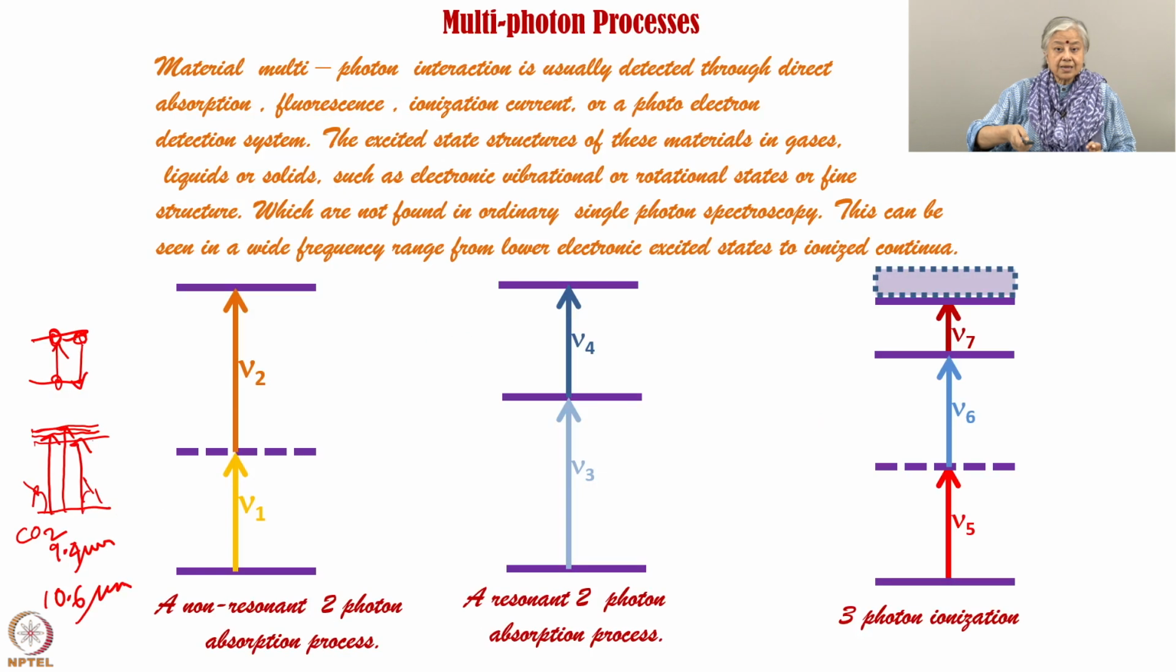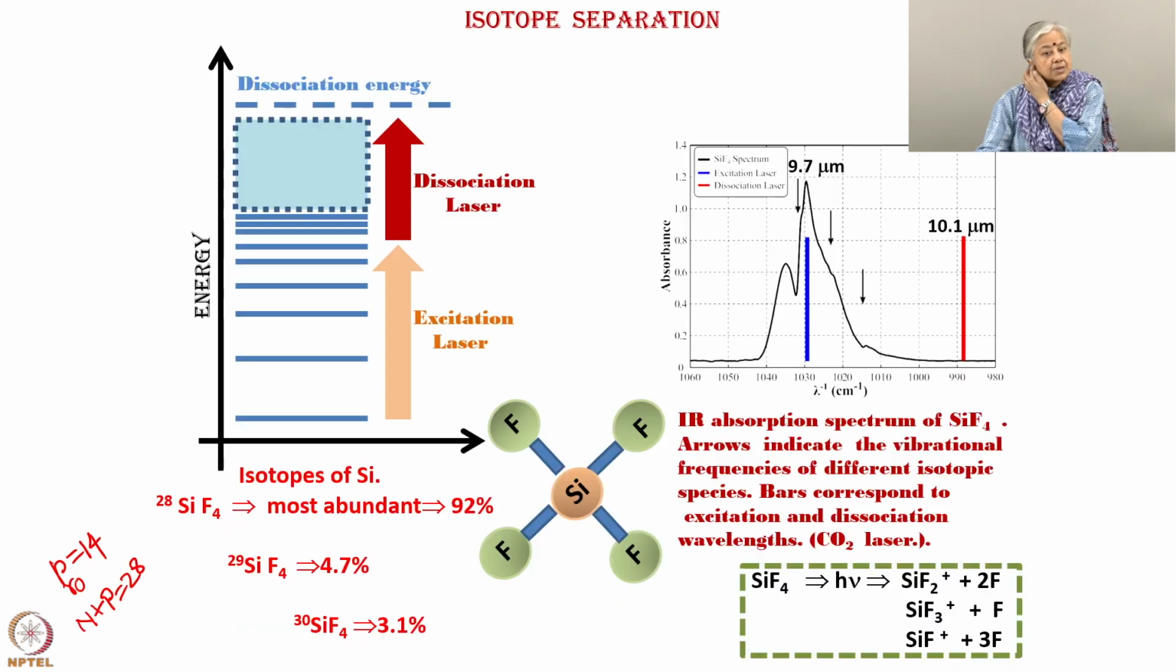Exactly following the same principle. You have multi-photons to dissociate silicon, take it to this continuum and just dissociate it. So let us see how it is done. So silicon fluoride, it is like this silicon, and this is a bond, this is a bond, this is a bond. 4 fluorine bonds are there. So if you are able to break one of these bonds, it gets ionized and it goes.